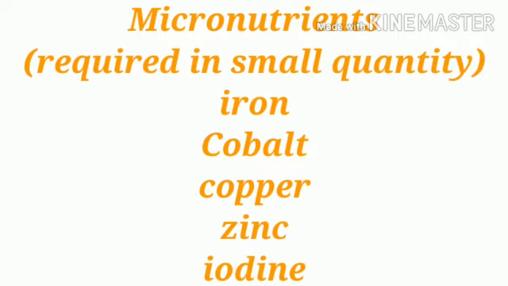Micronutrients are those nutrients which are needed in small quantities by the body. Nutrients which are required in small quantity are iron, cobalt, copper, zinc, iodine, fluorine, manganese and molybdenum. Now, I shall take up each element and discuss their source, function and deficiency disease.